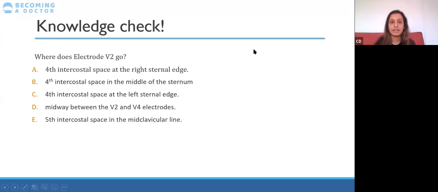So just a quick knowledge check. I think we need to launch the poll for this one. So I'm just going to launch that, and you guys should now be able to quickly vote on what you think the answer is to where does electrode V2 go.